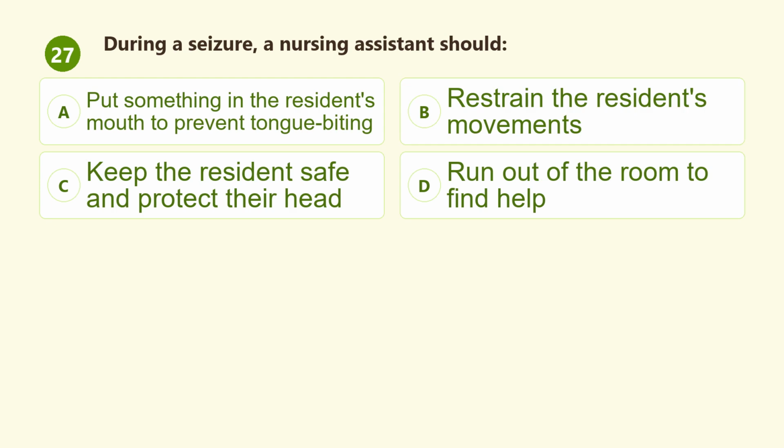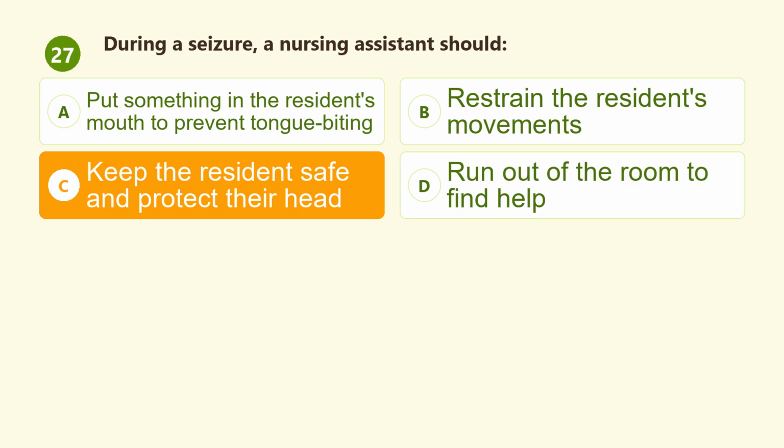Question 27. During a seizure, a nursing assistant should Option A, put something in the resident's mouth to prevent tongue biting. Option B, restrain the resident's movements. Option C, keep the resident safe and protect their head. Option D, run out of the room to find help.